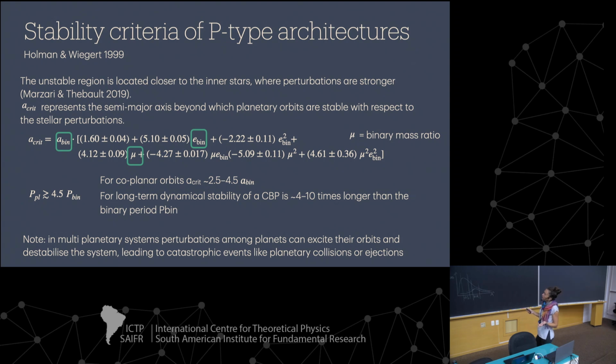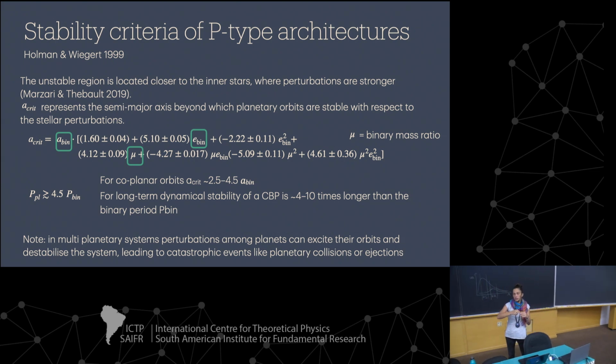If we have to simplify it, when you have coplanar orbits, exoplanets will be found after a critical separation, which is between 2.5 and 4.5 times the separation of the inner binary, of the two stars. For long-term dynamical stability, it will have to be much more. So usually the planets will be found with a period 4 or 5 times larger than the period of the binary. So this helps us to target how long we can observe one binary system, for instance.